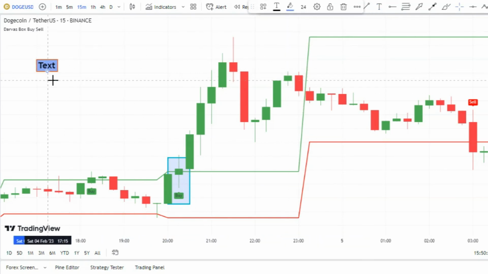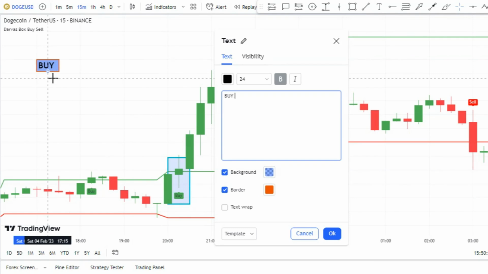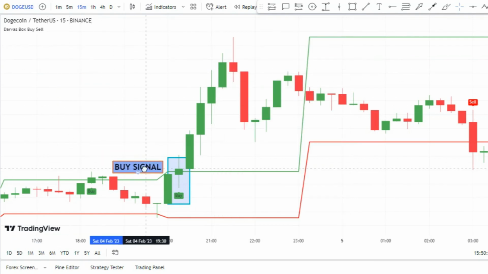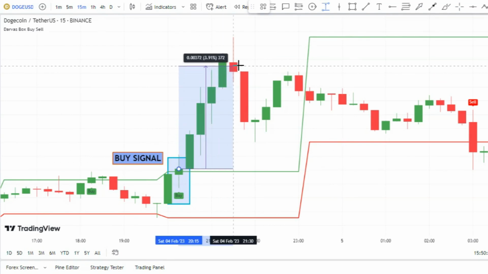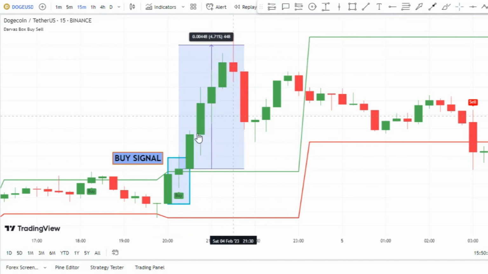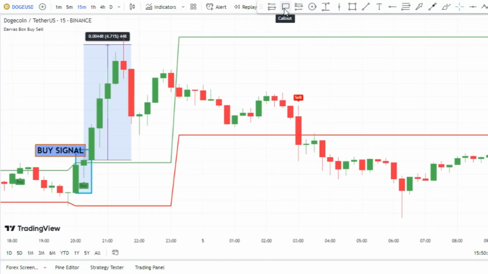When the price breaks above the upper green line of the box, a buy signal is issued, indicating that it may be a good time to buy. And conversely, when the price breaks below the lower red line of the box, a sell signal is issued, indicating that it may be a good time to sell.